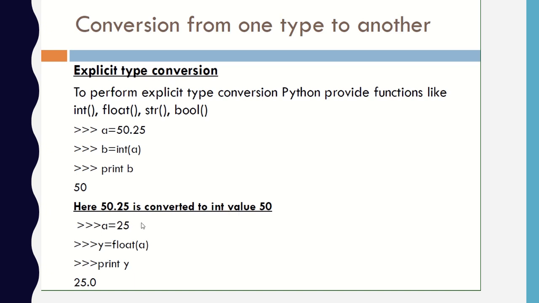Here a is equal to 25, with nothing written after 25. In y equals float of a, my value should be returned in float type, that is, in fractional form. So 25 has no point written, so we have to write it with a point. If there is no point, then what will be the default value? 0.0 will be written. So what will be the printed output? 25.0.